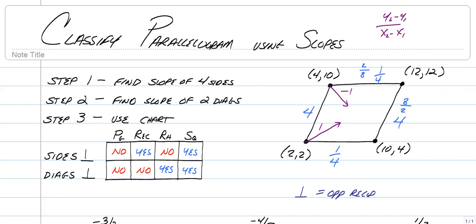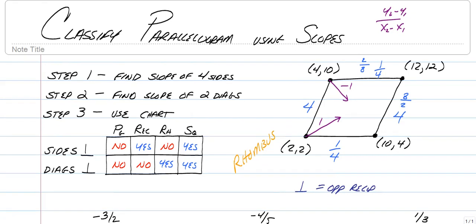Now we have to look at the diagonals. The diagonals have a -1 and a +1, which are opposite reciprocals. So the diagonals are perpendicular, but the sides are not. So that's going to be a rhombus. So this right here is a rhombus. Okay, and that's how you use slopes to do this.